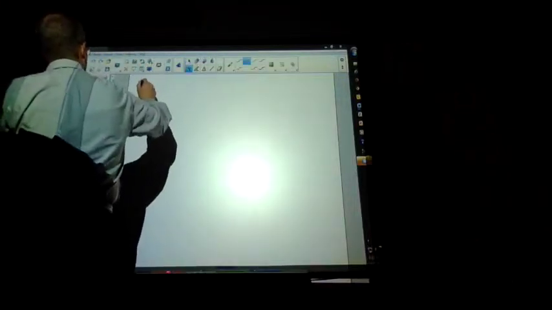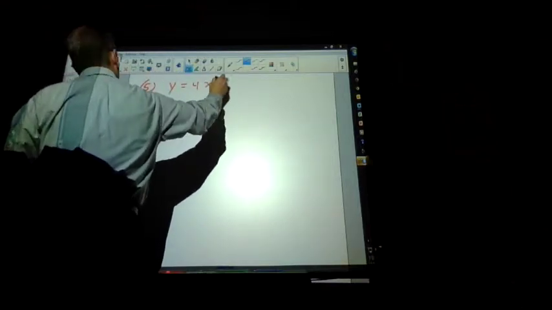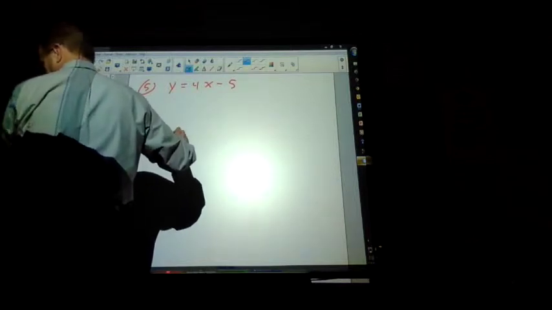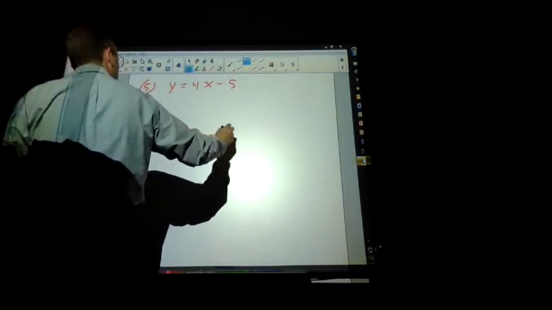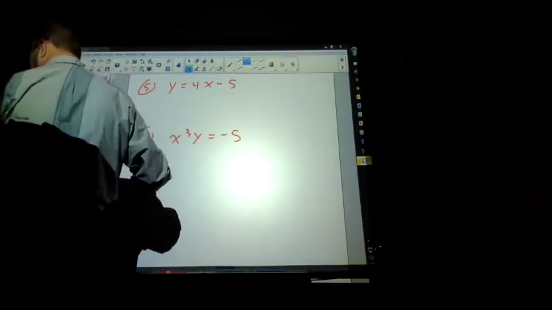5 through 7. Find the equation of the inverse relation. So number 5, we have this. Number 7, we have this. And number 10, we have this.